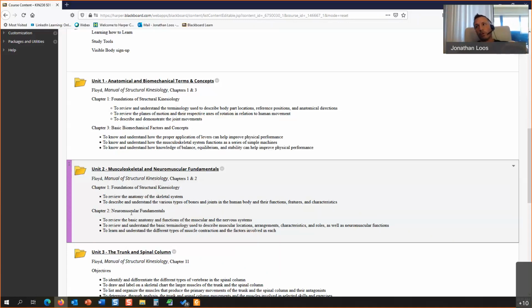So that's where we're going with Unit 2: can you delineate between joint movement that's a concentric activity, or joint movement that's an eccentric activity?